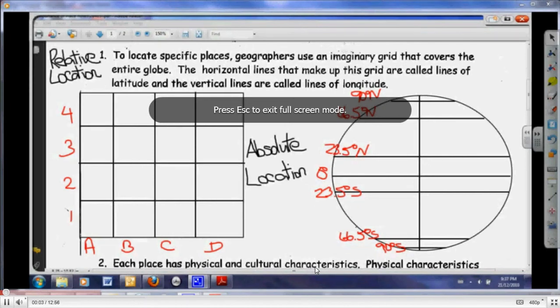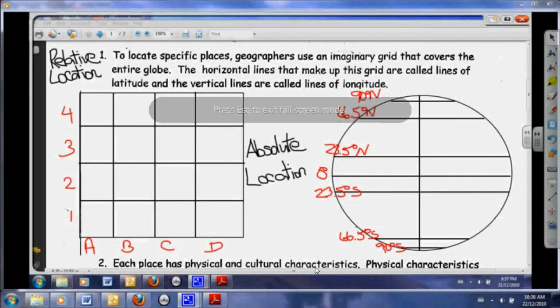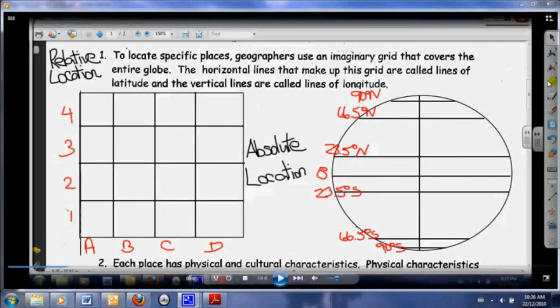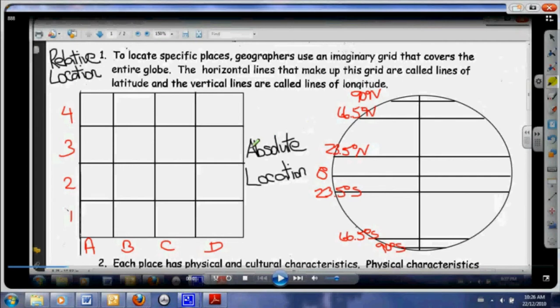So the first part of the lesson was a discussion on the first principle, that places have location, and we've talked about relative location, but we really need to talk about absolute location. Now this should be familiar to you as well, in the fact that in Socials 8 and Socials 9 you were introduced to latitude and longitude, and you were also introduced to the grid system. So this should really be a review. So let's take a look at the grid system first.